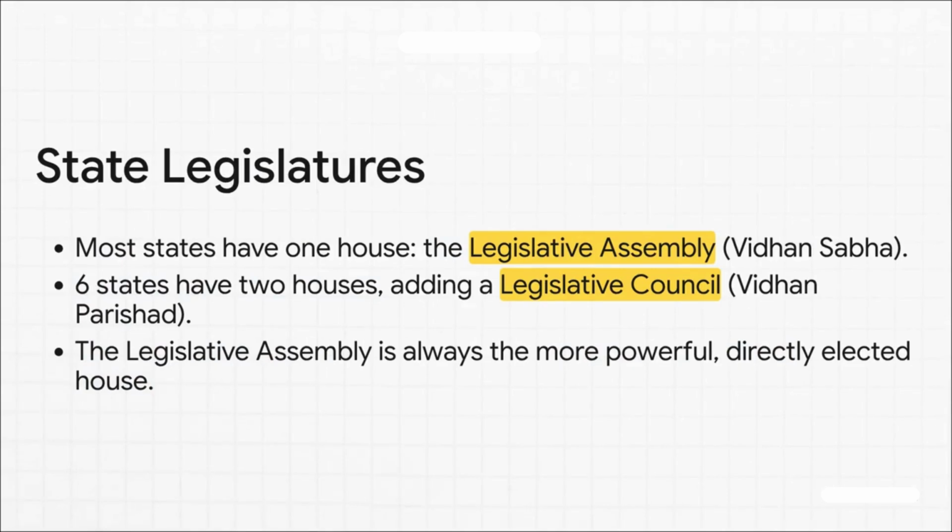Now, state legislatures are a little different. Most states keep it simple. They have just one house, the directly elected legislative assembly. But a handful of the larger states have a second, upper house, called the Legislative Council, which mostly acts as an advisory and review body.